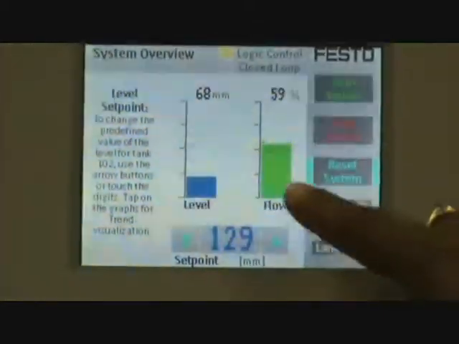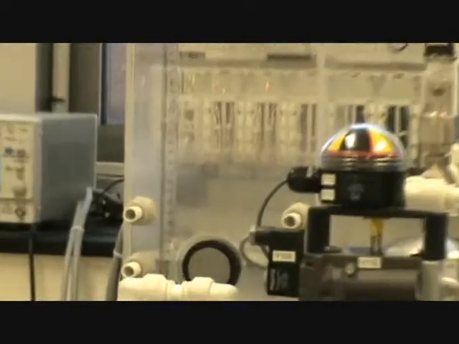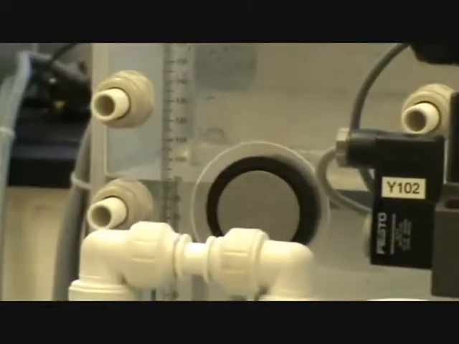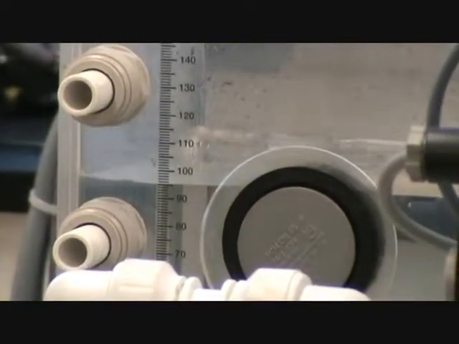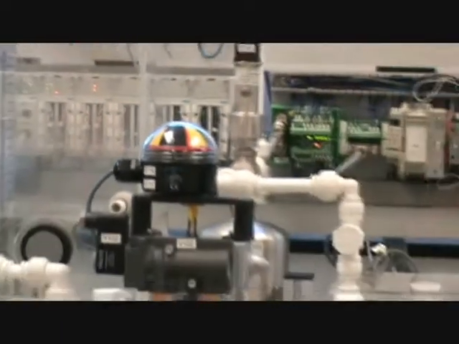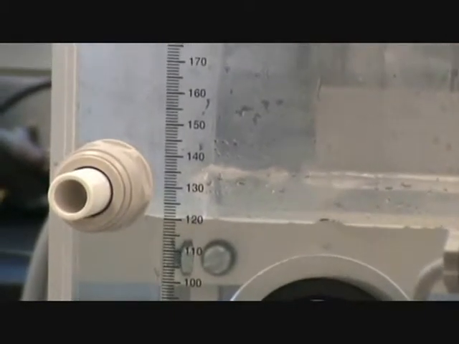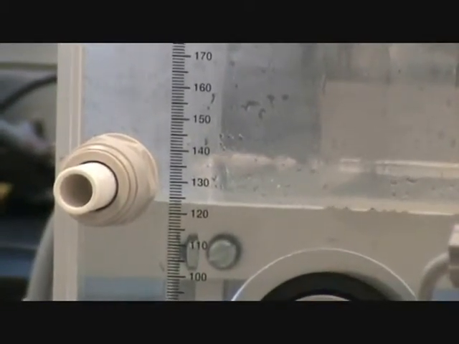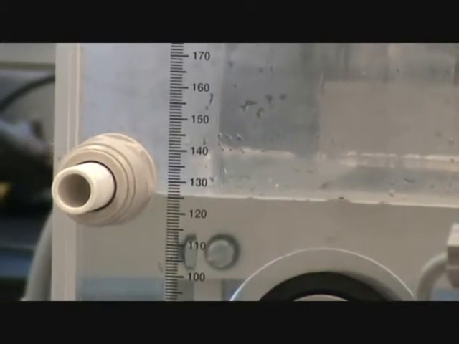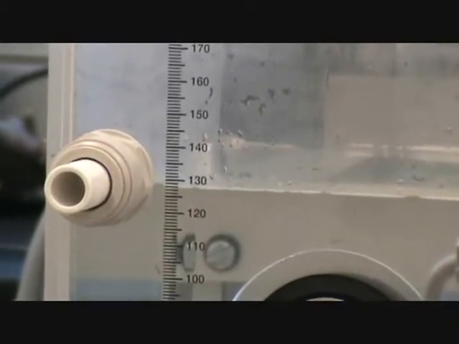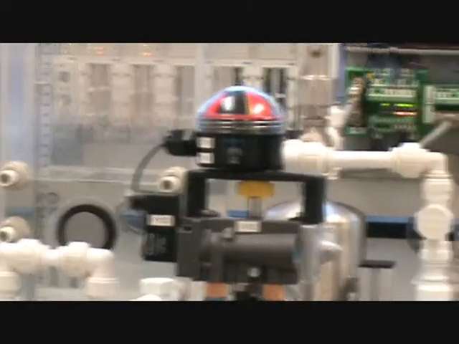So if we start the system, you notice that the water has started flowing here. You can see the water level rising, and as it reaches about 129 millimeters, it'll stop. As soon as it goes above 129 millimeters, the process control valve will actuate and release some of the water here. So we'll see that in a minute. Now the water is pretty close to 129 millimeters, and in a few minutes the actuator is going to turn on. See the actuator turn on. The water is now released.